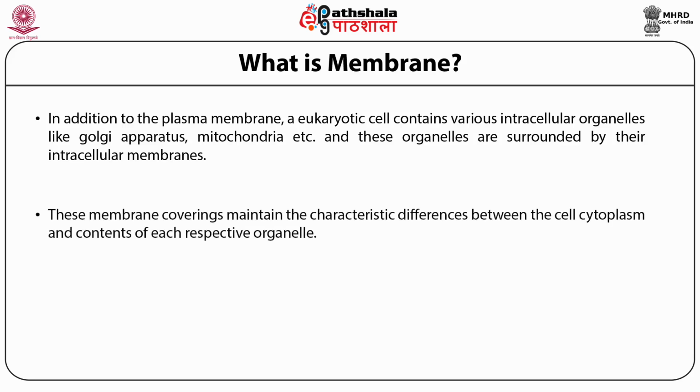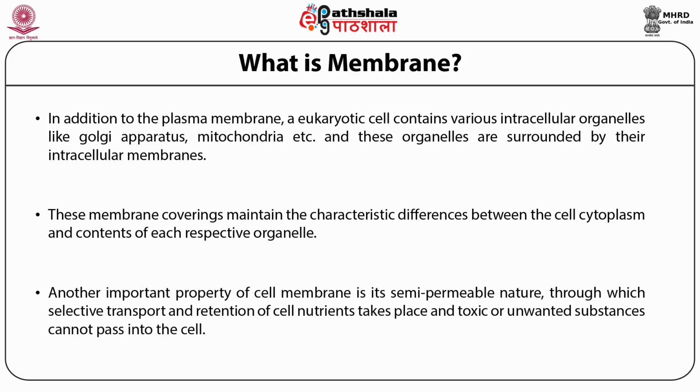These membrane coverings maintain the characteristic differences between the cell cytoplasm and the contents of each respective organelle. So it can make a definite layer in between the organelle and the cytoplasm. Another property of a cell membrane is its semi-permeable nature, through which a selective transport and a retention of cell nutrients takes place, and toxic or unwanted substances cannot pass into the cell.